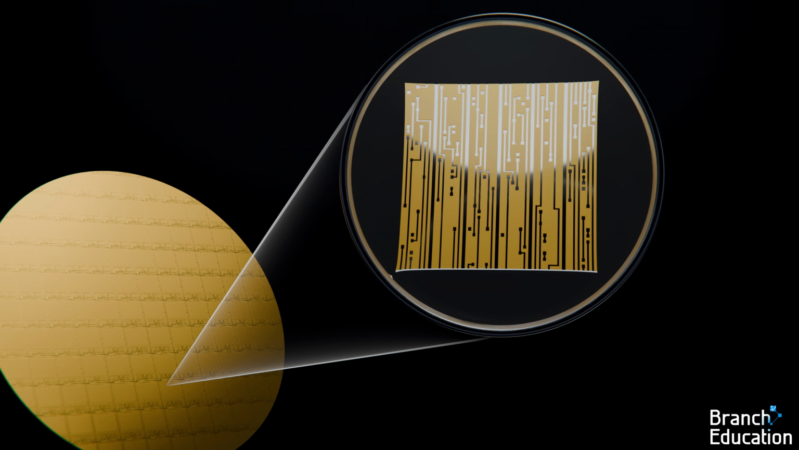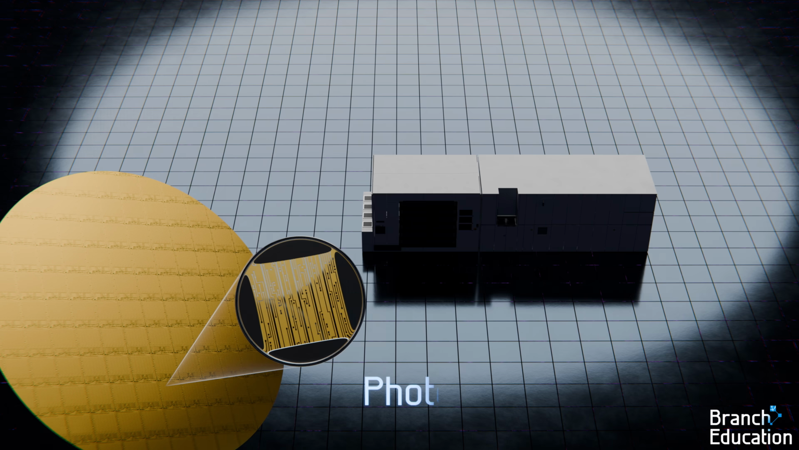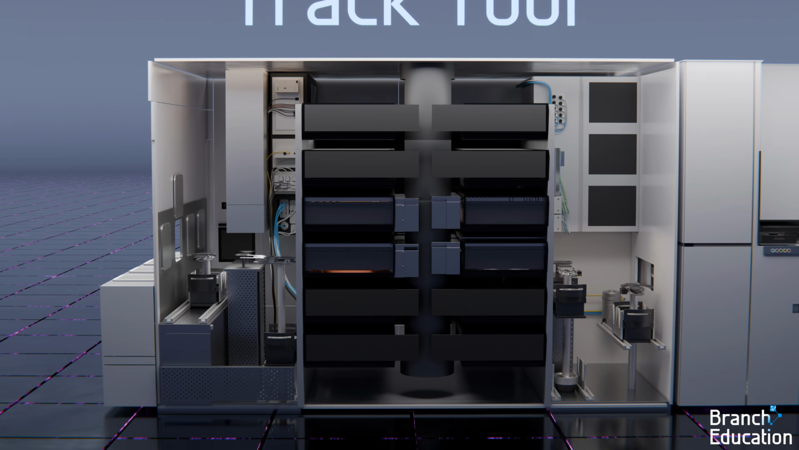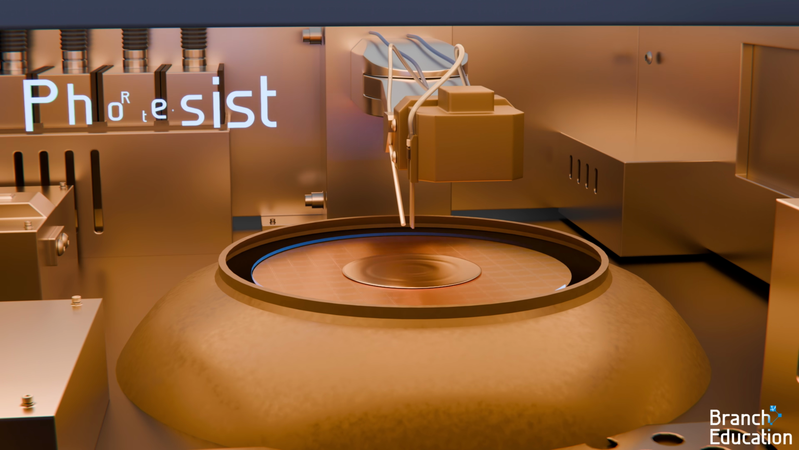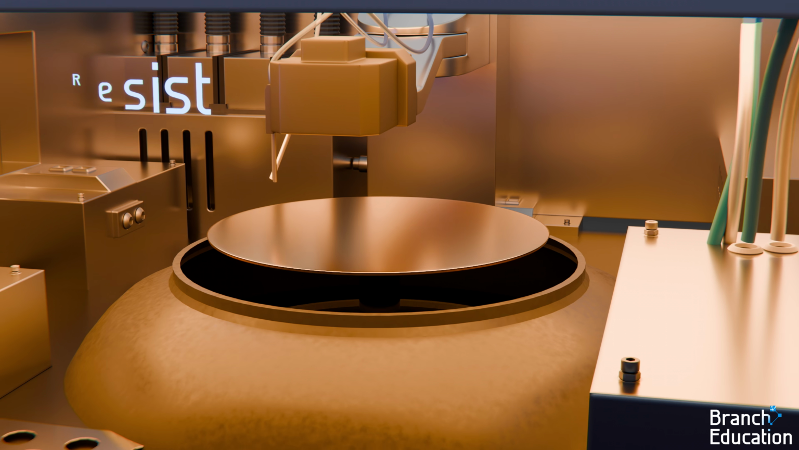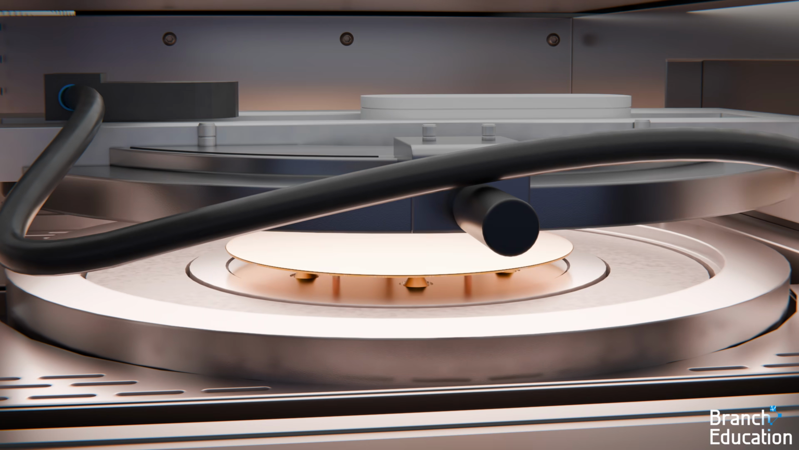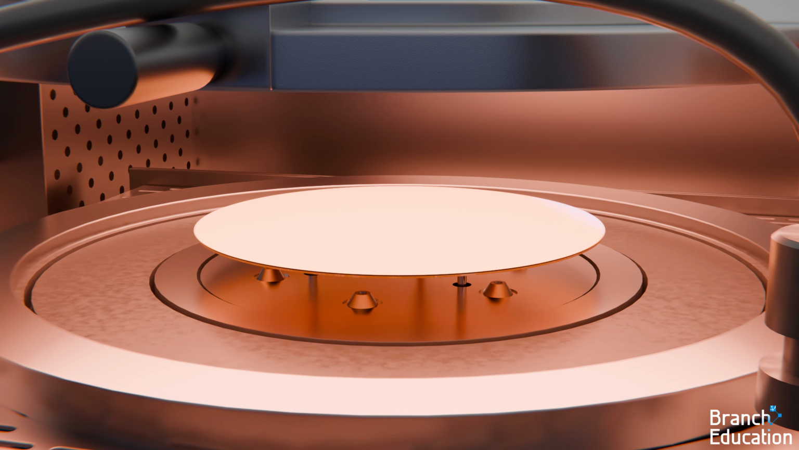So let's take a look at how we build a stencil on the wafer, which is technically called a photoresist layer. To begin, the wafer travels to a machine called a track tool, where a light-sensitive material called photoresist, or just resist, is poured on and evenly spread across a spinning wafer. Next, the wafer is heated in order to dry and solidify the resist, thus forming a flat blank stencil.